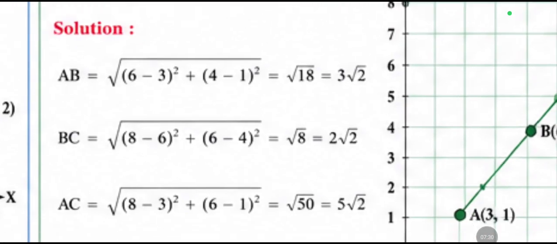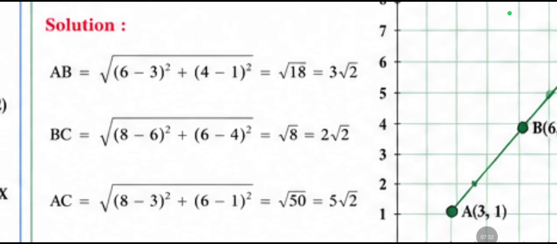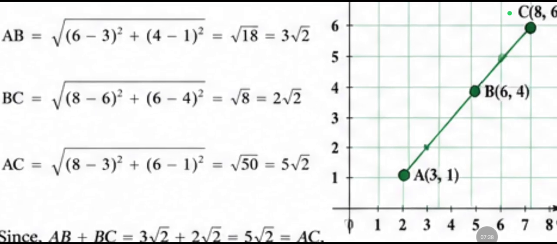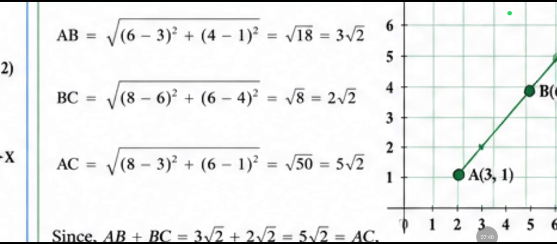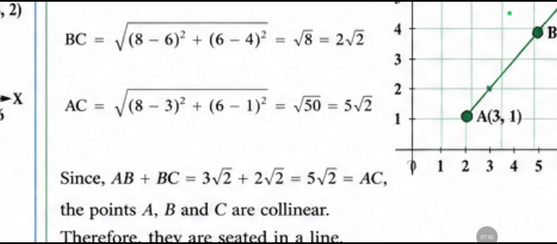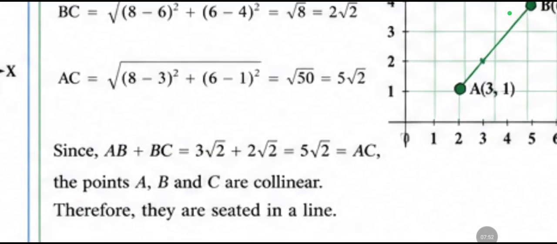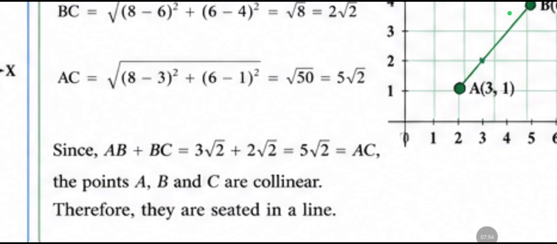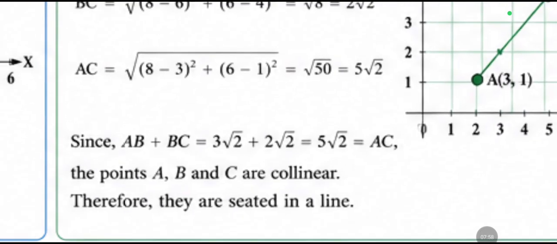Now we have to find the distance AB equals root of (6 minus 3) whole square plus (4 minus 1) whole square, equals root 18, that means 3 root 2. And the distance BC equals root of (8 minus 6) whole square plus (6 minus 4) whole square, equals root 8. That is 2 root 2. And lastly, the distance AC equals root of (8 minus 3) whole square plus (6 minus 1) whole square, equals root 50. That is 5 root 2.